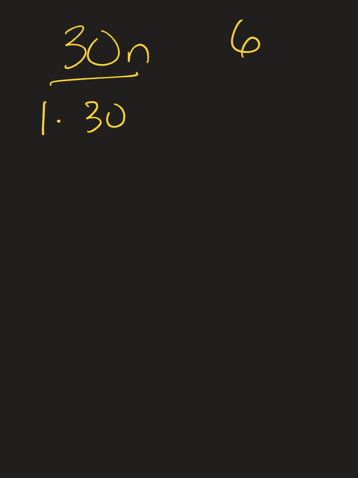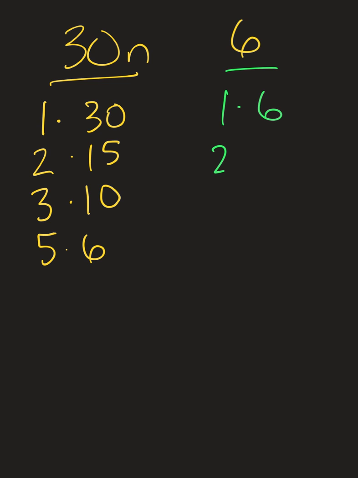First example here, we have 30n and we have 6. So to find our greatest common factor, I'm going to list my factors. So I have 1 times 30. I'm going to simply use the ones for 30, and then I will tack n on at the end because there's not an n in the other one. So I have 1 times 30, 2 times 15, 3 times 10, 4 doesn't work, 5 times 6, and then I would cycle back around so I don't need to do that again. And then for 6, I have 1 times 6 and 2 times 3, and then I would cycle back around so I don't need to do that again.